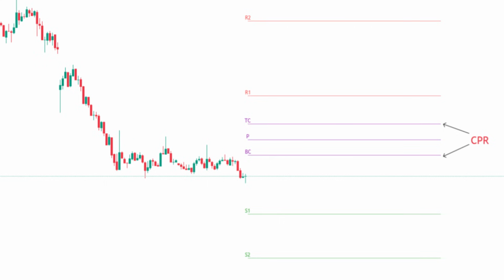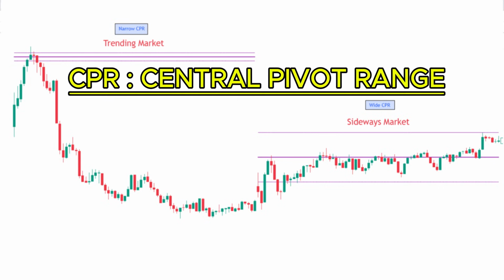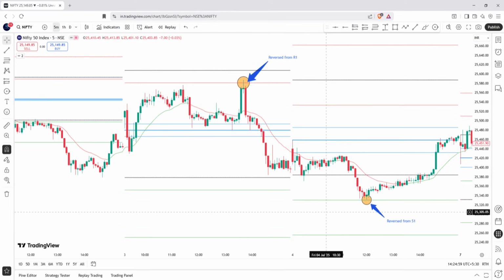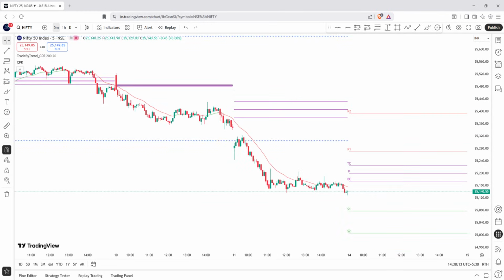First, why do CPR and pivot points actually matter? If you are new to CPR, let me break it down in the easiest way. CPR stands for Central Pivot Range. It helps you understand if the market is likely to be sideways or trending. Pivot points work like support and resistance zones. They give you clues on where price might reverse, bounce, or even break out. That's why they are really helpful in Nifty and Bank Nifty options trading, especially when it comes to finding good entry and exit points.